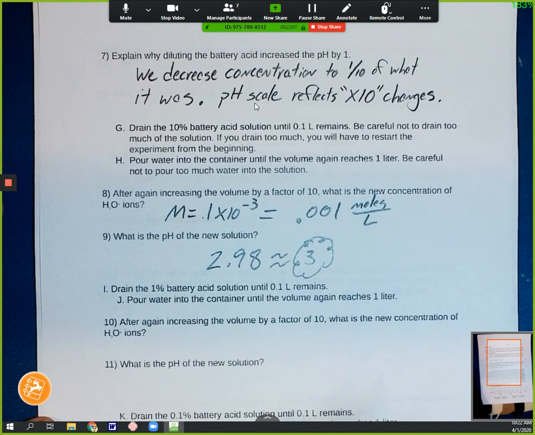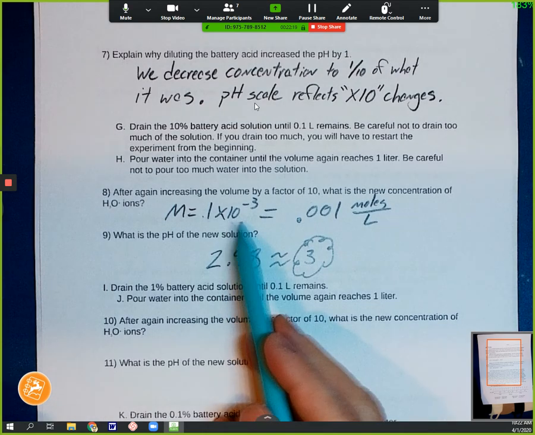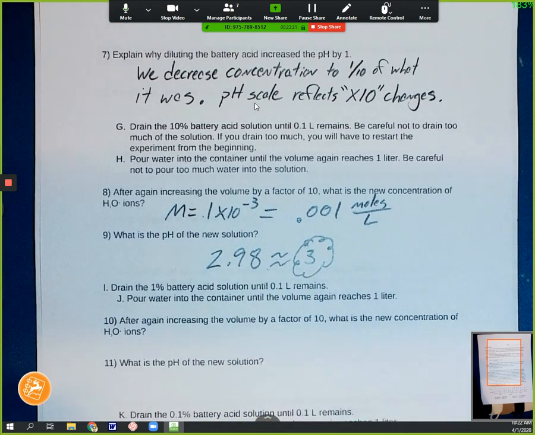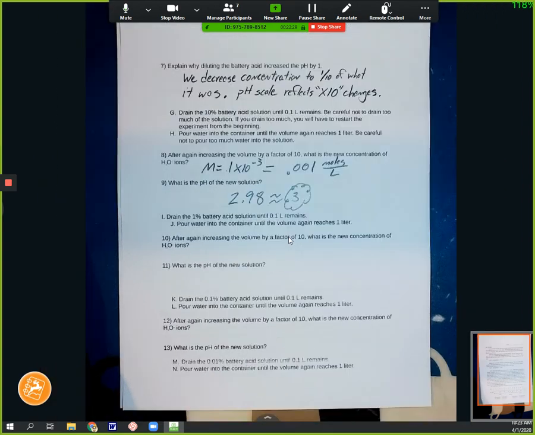And you're going to continue doing this however many times it tells you to do this. Each time, you're going to drain it, add water to bring it up to 1 liter, and take the new concentration and the new pH. I'm going to go ahead and skip forward a couple pages and see if there's anything that might prove troublesome for you guys. Let's see here.